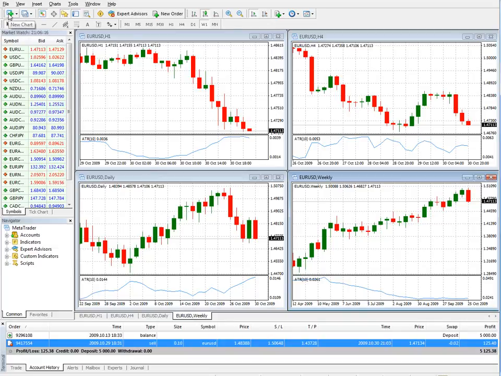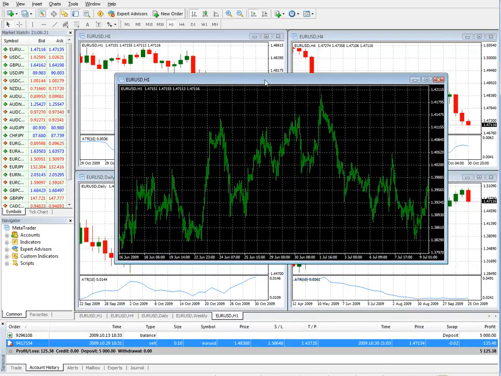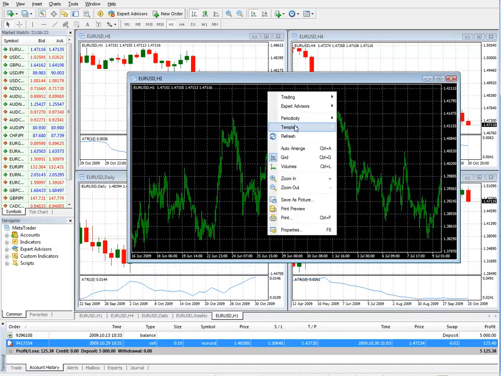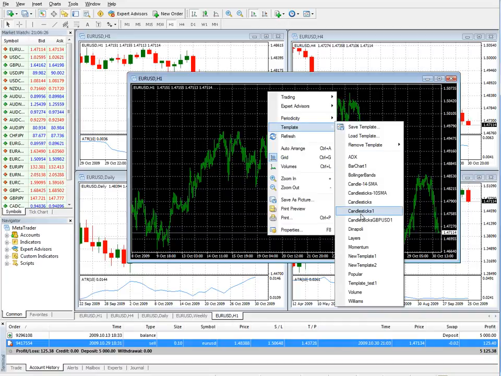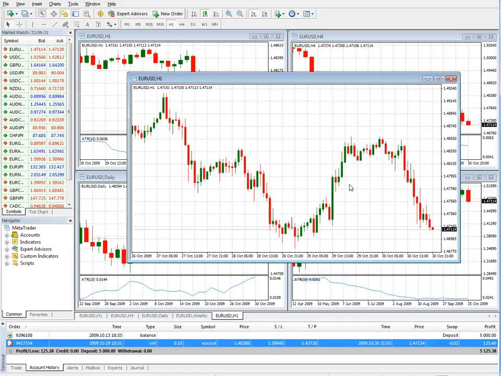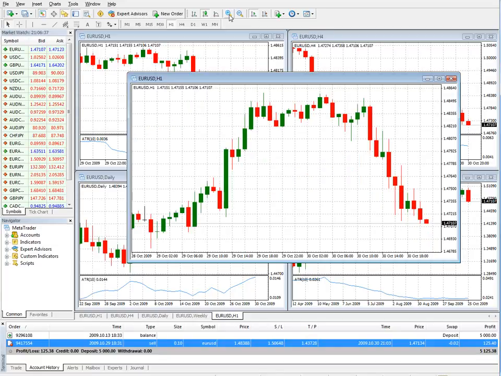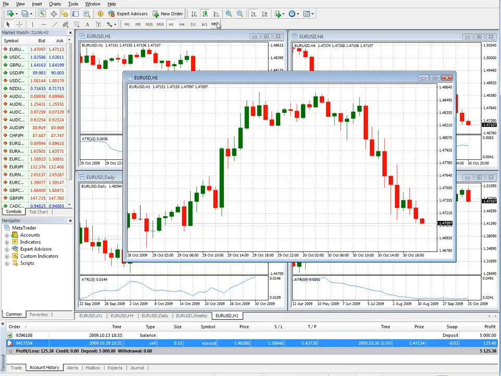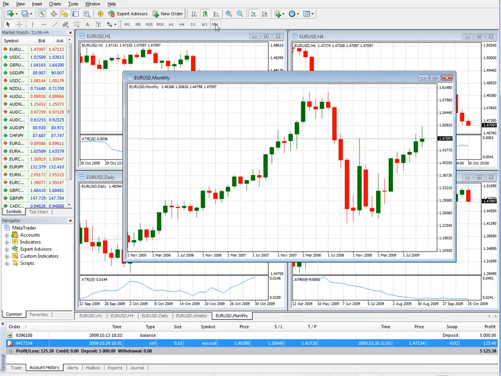Okay, we go up here, new chart. You see it's our standard chart there. We're going to go to templates, go to candlesticks 1, and there you go. And we go up here, hit the plus sign, make that a little bit bigger for us. You can see that's still hourly, so we go up here to monthly to complete a longer time frame, and there we have a nice beautiful monthly candlestick chart.